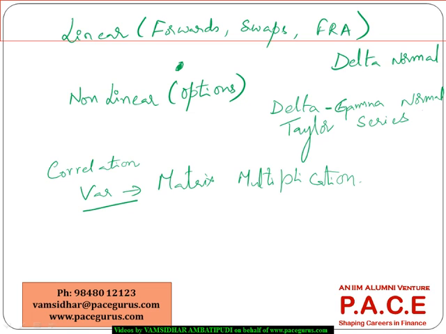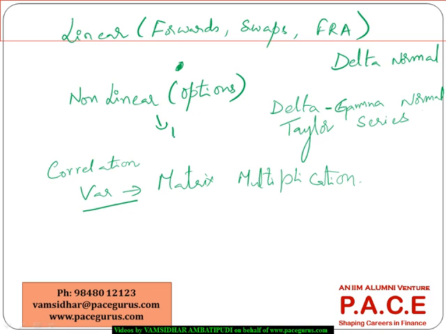So wherever we see instruments that have linearly related risk factors, a delta normal VAR approach is more comfortable to use. But when it comes to non-linear relationships, like options, we cannot directly use the delta, because delta keeps changing.